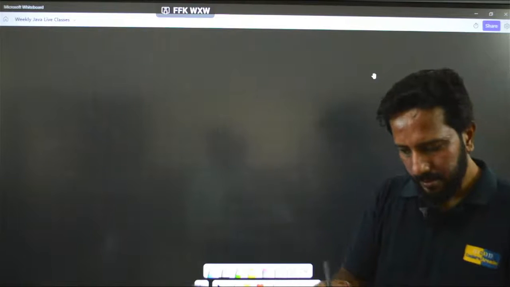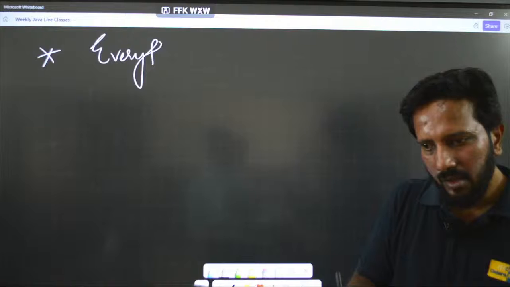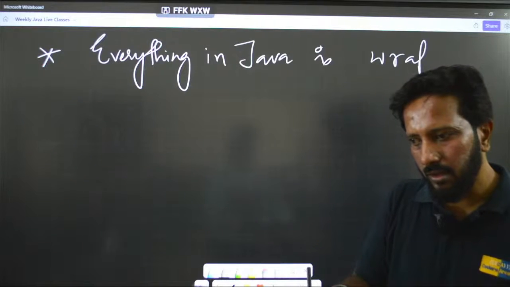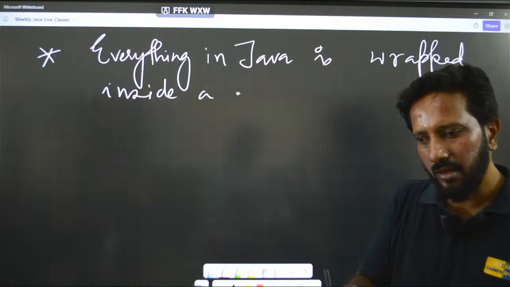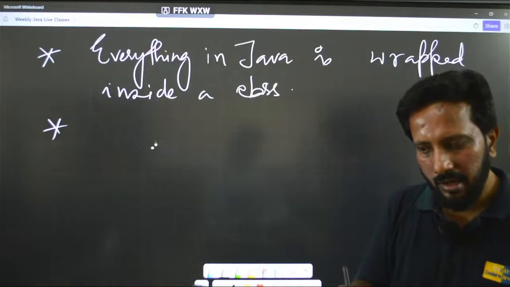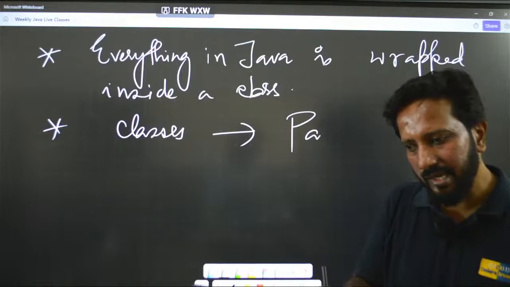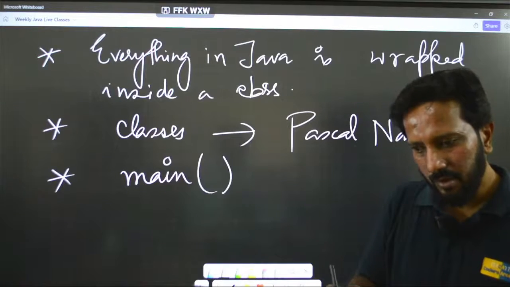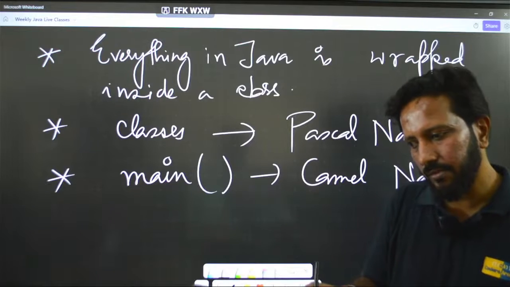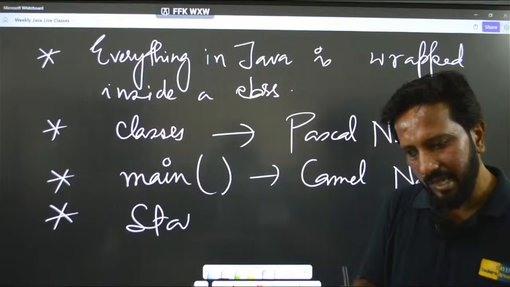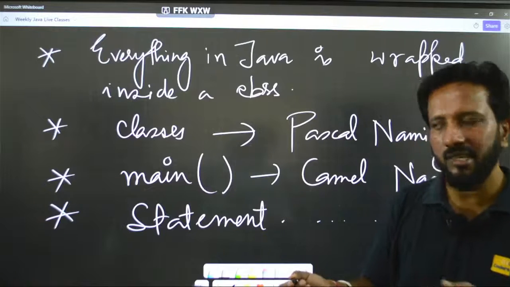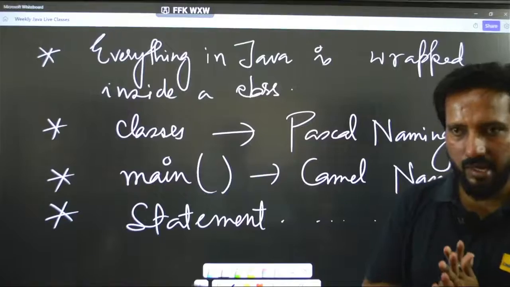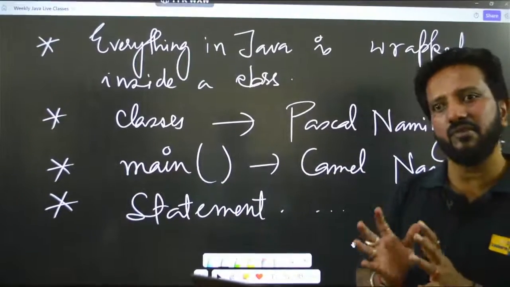As I said, everything in Java is wrapped inside a class, and classes use the Pascal naming convention. Then we have the main function, which has the camel naming convention, and inside that we write all our statements. Say we are printing something, executing something, everything will be written inside the statements. So this is it about the basic anatomy of a Java program.